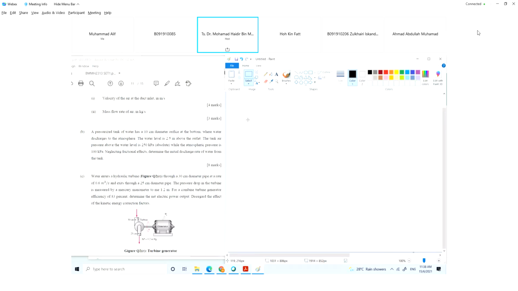Okay, the question is, there is a tank, and there is an orifice at the bottom, and this is where the water goes out. This is the edge of the water, and the pressure above is equal to 250 kilopascal, and this is absolute. So it is a closed tank. This one is open to the atmosphere, where the P atmosphere is equal to 100 kilopascal.